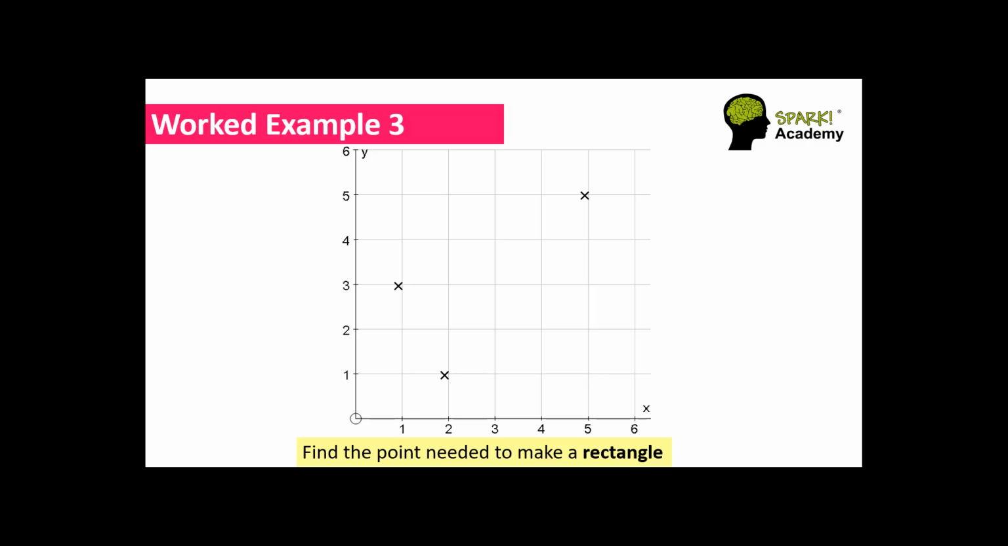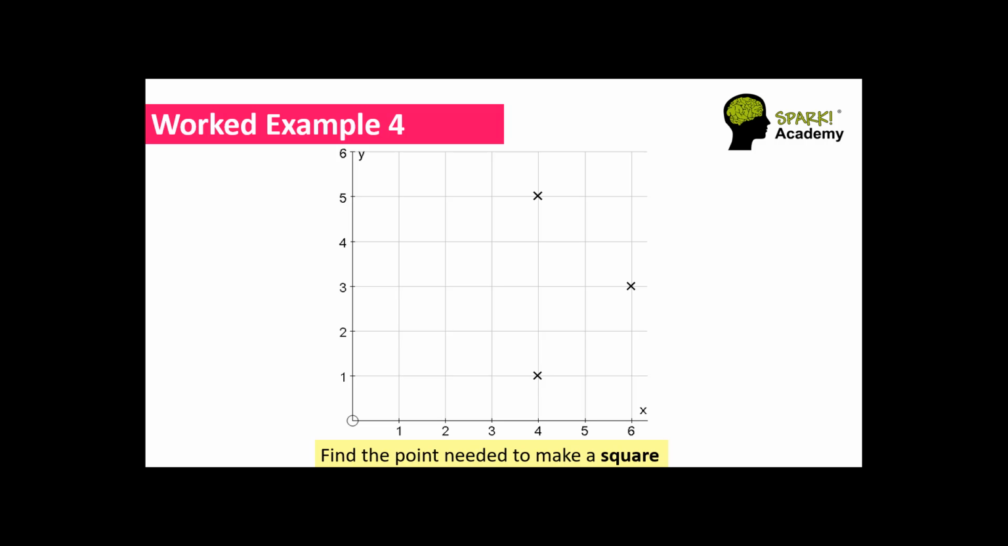Let's see if we can have a go at plotting the final point here to make a rectangle. So we've plotted some of the points, but not all of them. Where would you put the other point to make up the rectangle? Let's have a look. Yeah, so it would go on 6, 3. So then we can join these up. We can see we have got a rectangle.